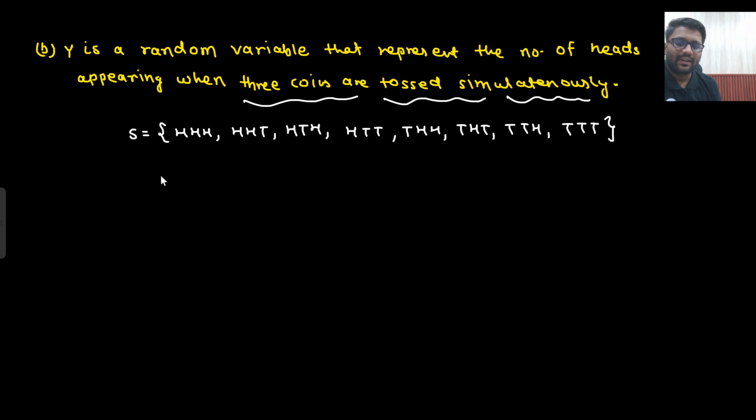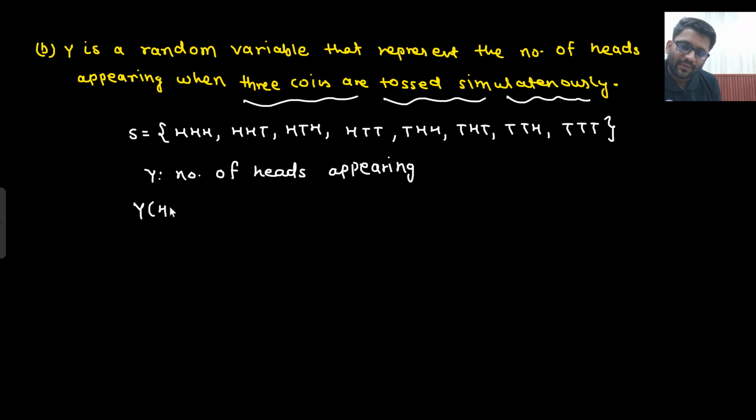Now what is your random variable? This time our random variable is y. So our random variable y is the number of heads again, the number of heads appearing. So what will this y do? It will go to each sample point and ask how many heads you are having.